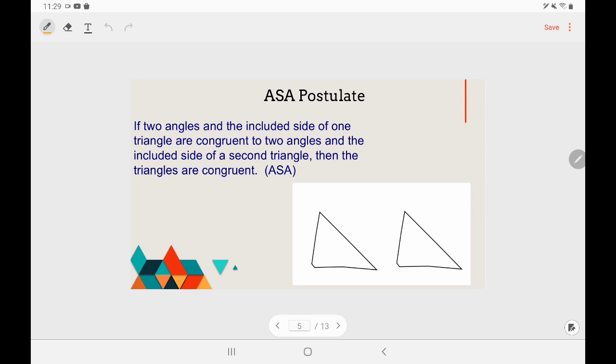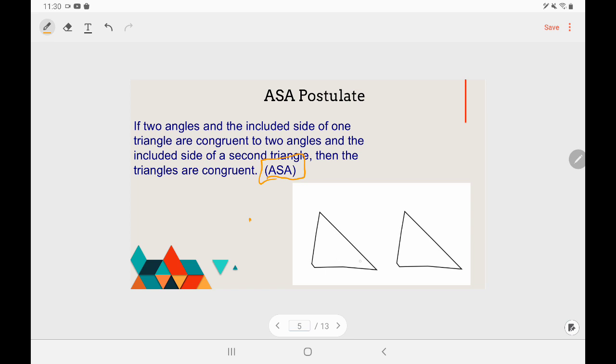All right, so the angle side angle postulate says, and please take a second and pause this video and record the definition. If two angles and the included side of one triangle are congruent to two angles and the included side of a second triangle, then the two triangles are congruent. And we abbreviate this with ASA. Well, what does that look like on my diagram?